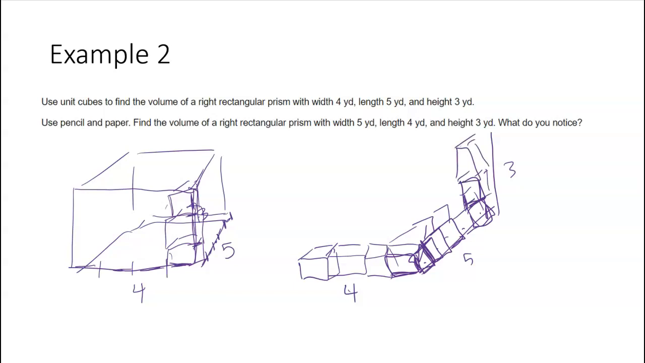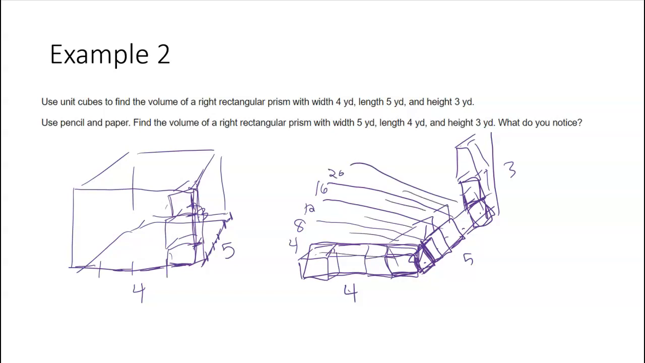So how many fill this? Well, I have a row of 4. And how many rows of 4 am I going to have? I'm going to have 5. So that's 4, and then another row of 4, that's 8. Another row of 4, that's 12. And then 16. And then 20. Oh, my picture's so bad. Sorry, guys. I've got a better one on the next slide.